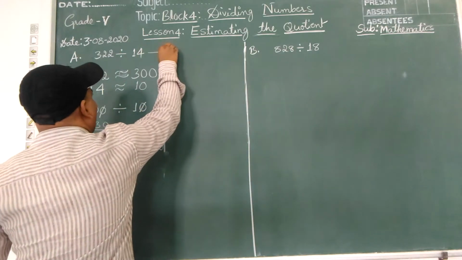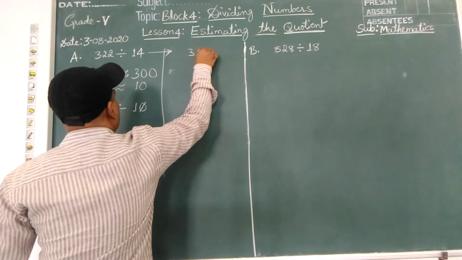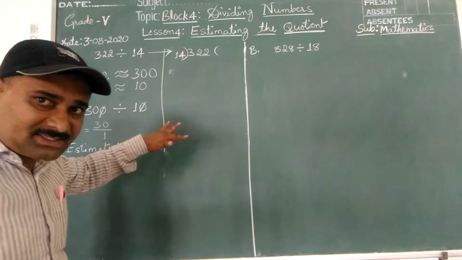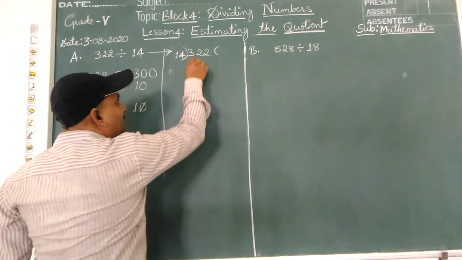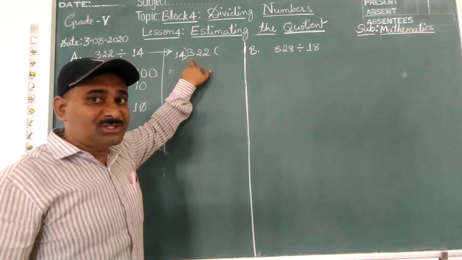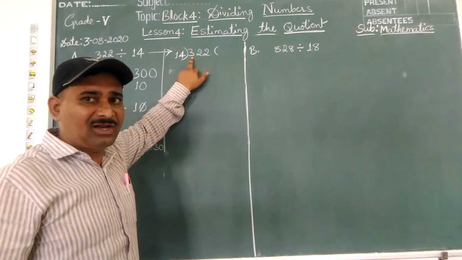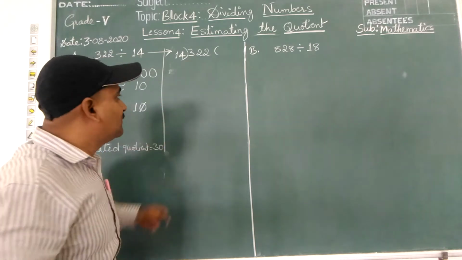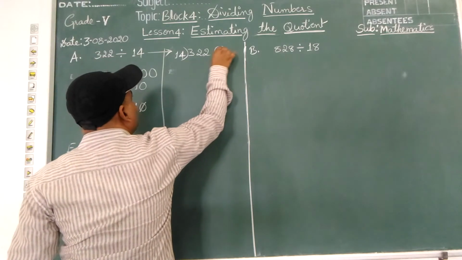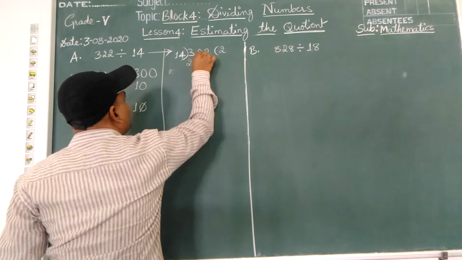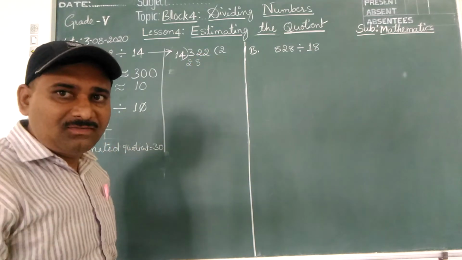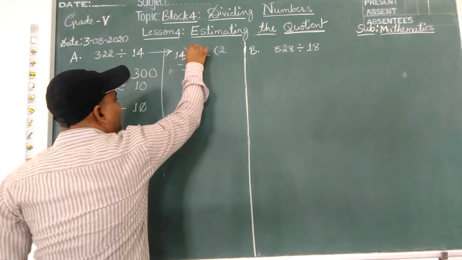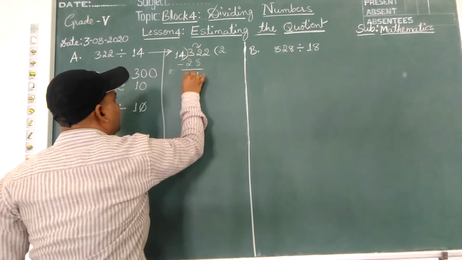Actual means take this as it is. 322 divided by 14. Actual means as it is. Actual quotient. So leftmost digit, don't forget, 3. I cannot divide with 3. Take 32. 14 is a table. So 14 2s are 28. Subtract: 12 minus 8, 4 and 0.